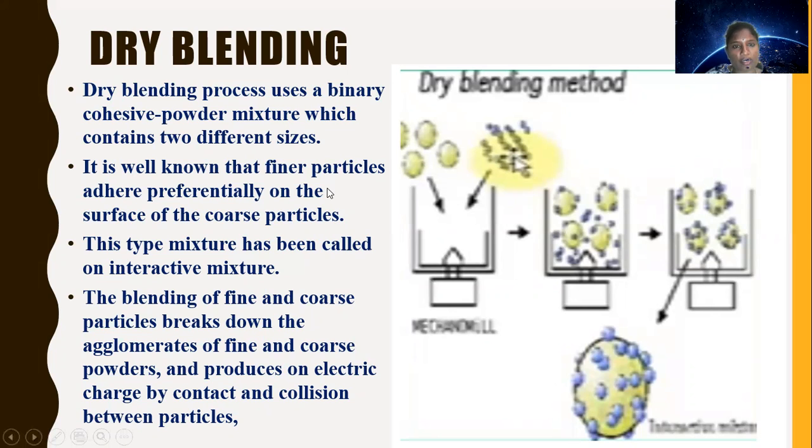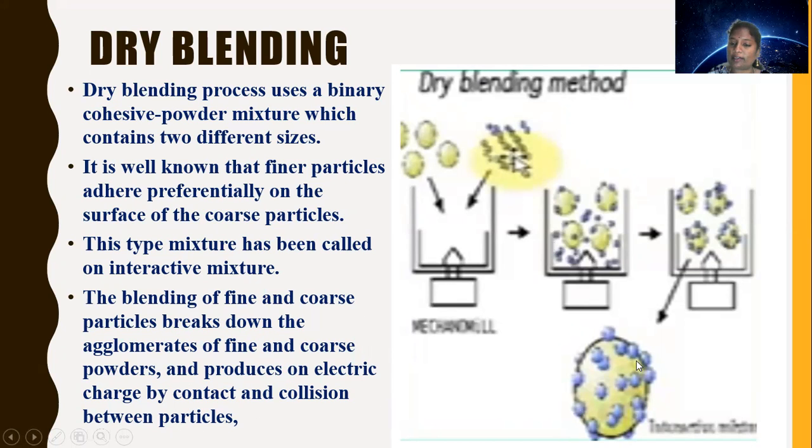It is well known that fine particles adhere preferentially on the surface of the coarse particles. Fine particles adhering to the coarse particle means fine particles stick to the large particles. How is it sticking? This sticking process, we call it an interactive mixture. The blending of the fine and coarse particles breaks down agglomerates of the fines and coarse powder to produce electrical charges by contact and collision between the particles.